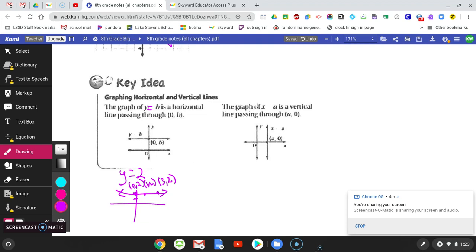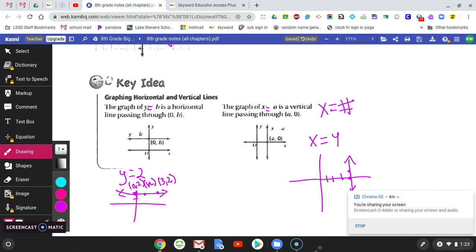Whereas if I have x equals some number, that is going to be a vertical, a straight up and down line. For example, if I have x equals 4, then I can go 1, 2, 3, 4, where x is 4, and I can draw in my vertical line. Now, why is it always going to be vertical?